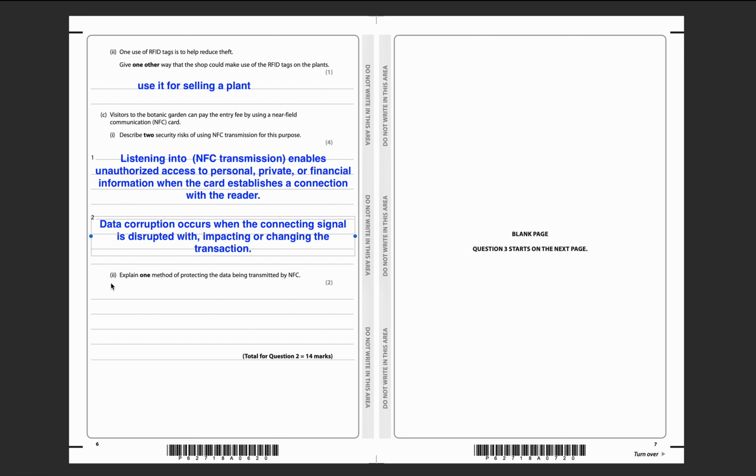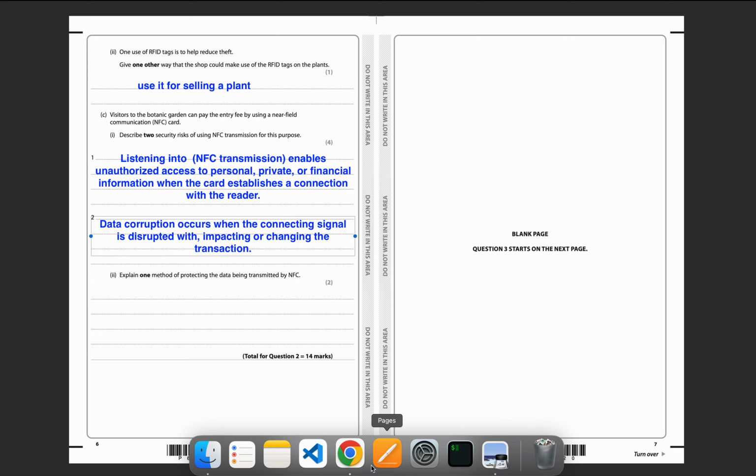Then comes question number 2: explain one method of protecting the data being transmitted by NFC. Okay, so what can be the protection? Obviously the first thing is we can use encryption, and I think encryption is one of the most secure things. If someone comes and hacks, they won't be able to understand what is being transferred from this to that. So what is encryption?